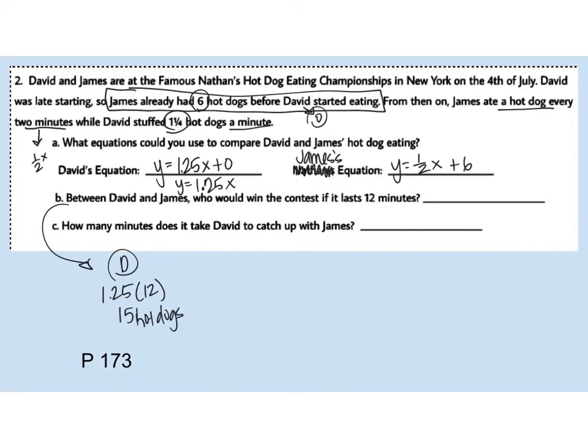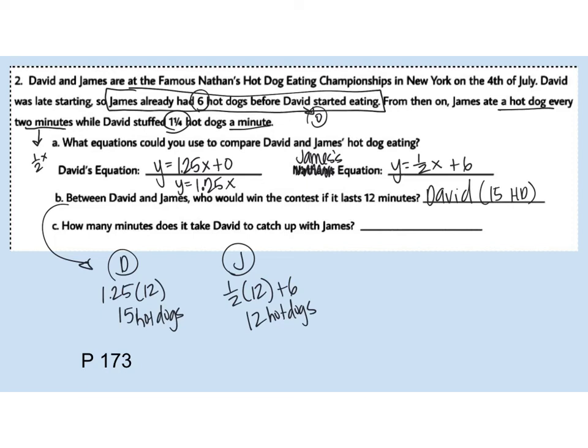For James, it would be half times 12 minutes plus 6, which would be 12 hot dogs. Which means that David would have eaten 15 hot dogs. So he would actually win the contest.